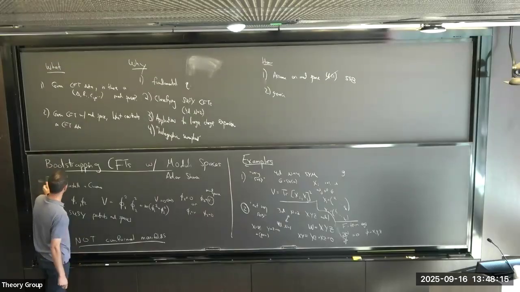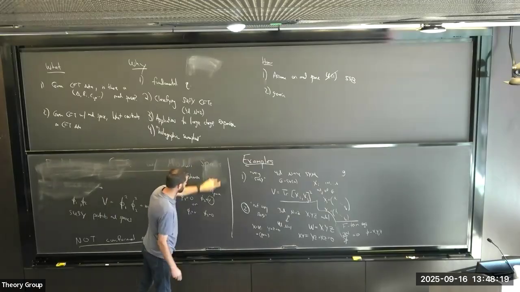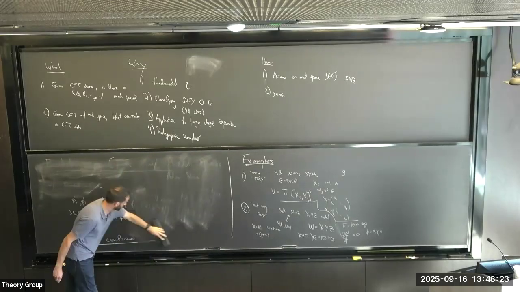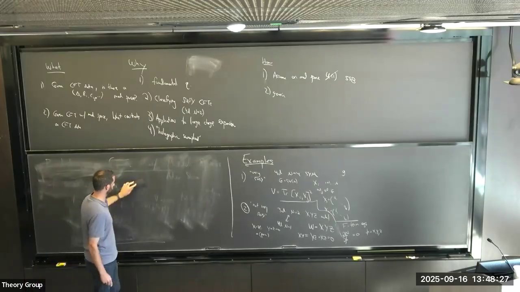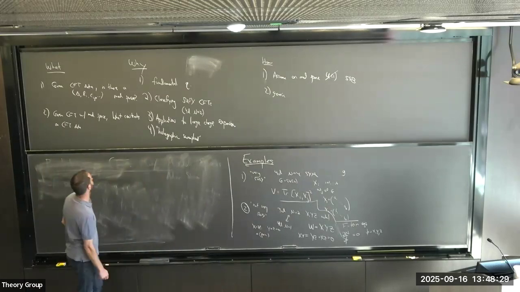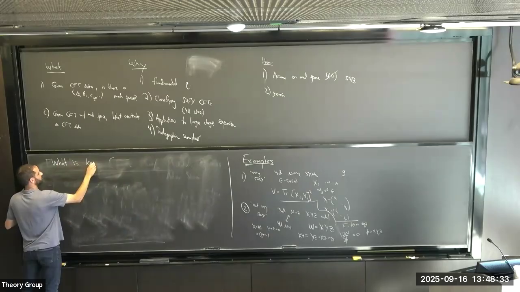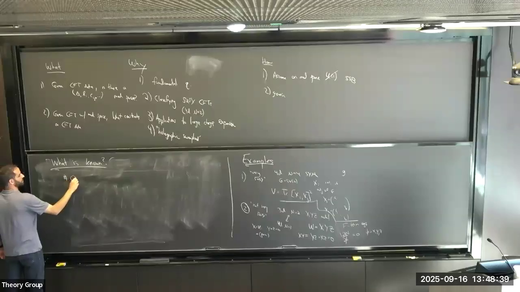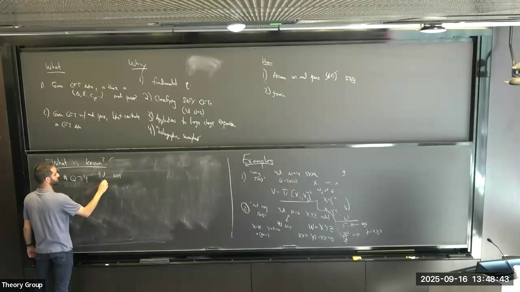So let me start by saying what we do know about CFT data when there's a moduli space, at least with enough supersymmetry. What is already known? So let's assume at least 4 supercharges. So the number of supercharges is at least 4. So this is at least 4d N=1 or 3d N=2.